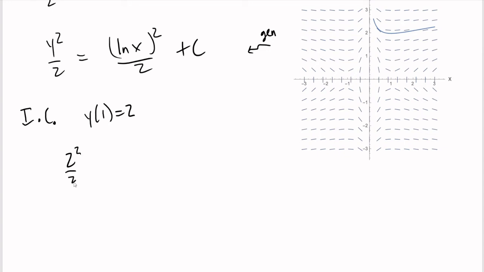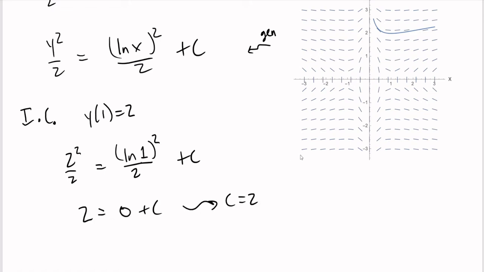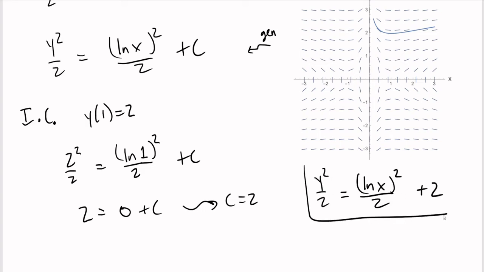2 squared over 2, my y goes in, equals natural log of 1 over 2, this is squared, plus c. Well, log 1 is 0, that's pretty nice. So this whole thing is 0. So that's going to be 4 over 2 is 2, equals 0 plus c. c is 2. So then my specific solution is going to be y squared over 2 equals log x squared over 2 plus 2. And there we go. Boom.